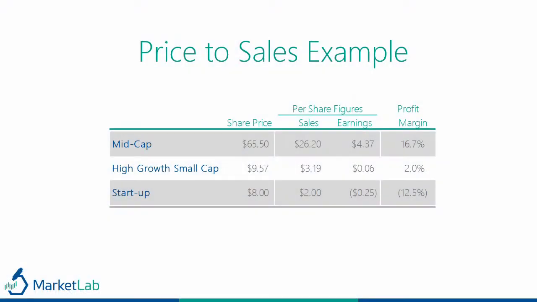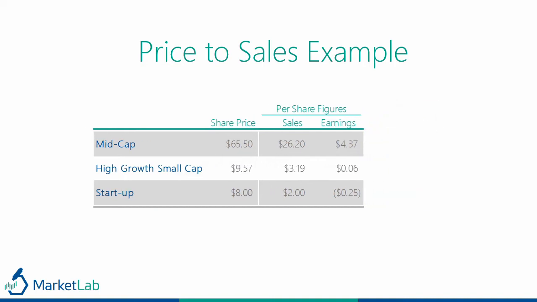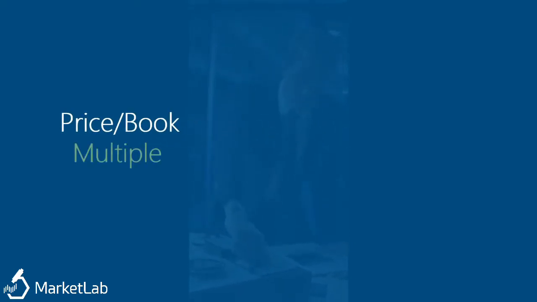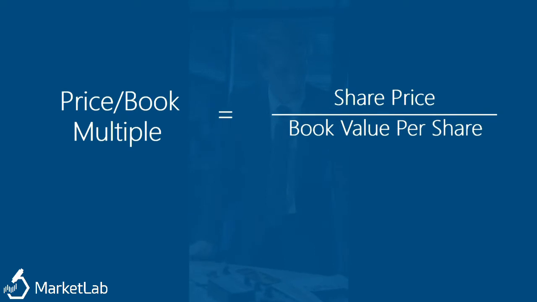In this example here, we have three companies: a mid-cap with a respectable 17% profit margin, a small cap that has only recently achieved profitability, and a startup that is running at a loss. As much as we would love to use PE here, you can see that for the small cap and the startup, the figures are basically useless, but price to sales actually adds a little bit of value. Another common one is price to book, where book refers to the book value of the company per share, i.e. its assets less its liabilities.